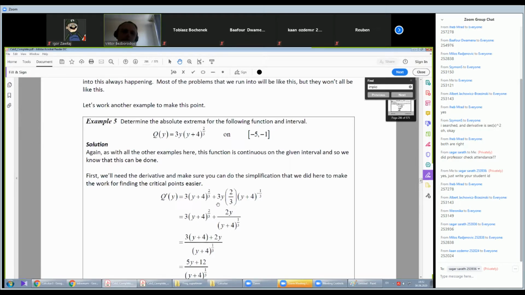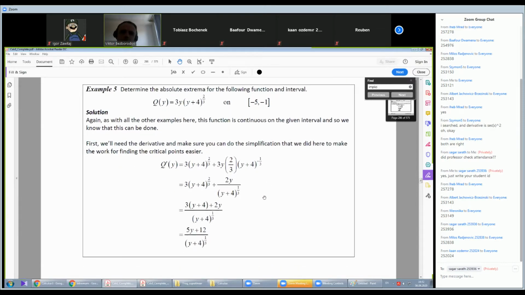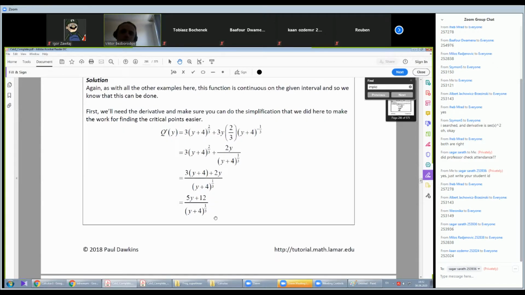You start by taking the derivative, because you look for critical points, right? So the critical points are your goal for the moment. And then you compute the derivative, and then you look for two kinds of points. Either the derivative is 0 or it doesn't exist.